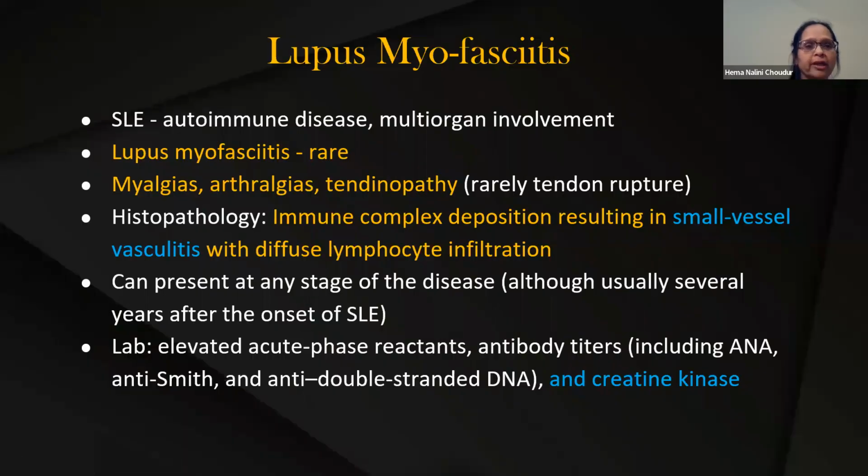So lupus myofasciitis, this autoimmune disease, is a multi-organ involvement, and involvement of the musculoskeletal system, that is myalgias, arthralgias, tendinopathy, and tendon ruptures, is fairly rare. It is a small vessel vasculitis with lymphocytes infiltrating those tissues. It can present, interestingly, at any stage of the disease. You can get it earlier on or years after the onset. And if it involves the muscles, you'll get elevated creatine kinase. So always look up the chart if you're looking at a myositis picture in a patient with myopathy presenting with calf pain and lupus myofasciitis.